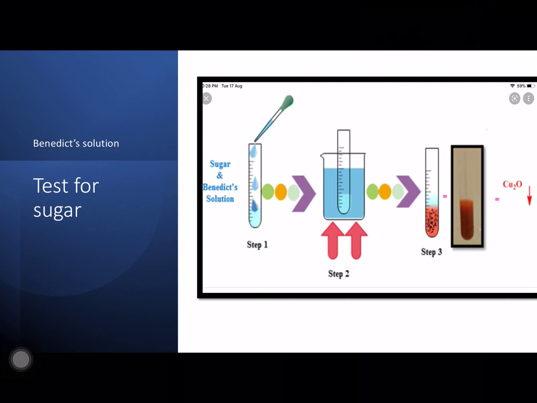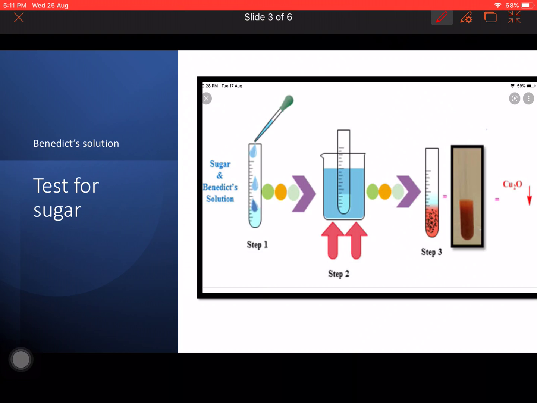Here we will be doing this test with Benedict's solution, so this test is called Benedict's test. So what are we going to do? We can see that in a test tube some sample has been taken. So what is the sample? We are going to test for sugars.